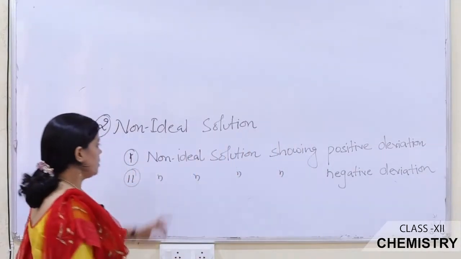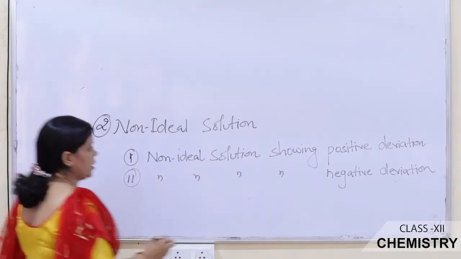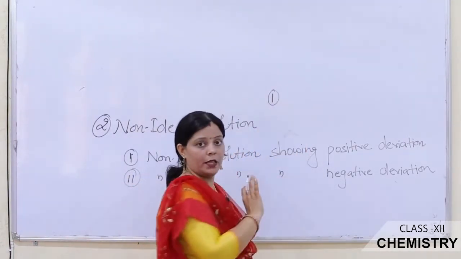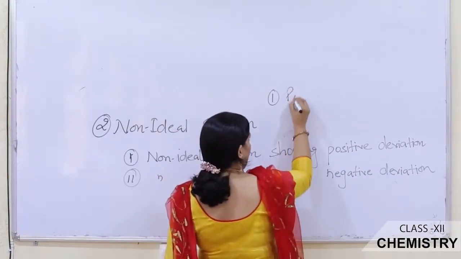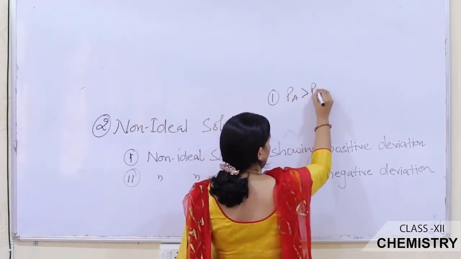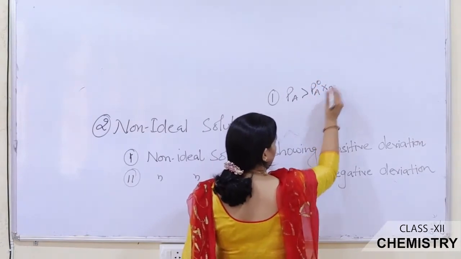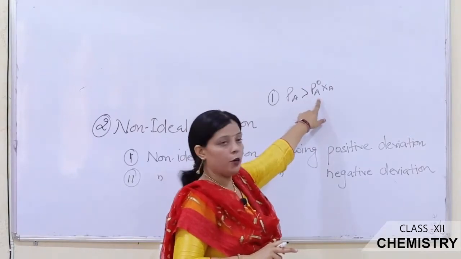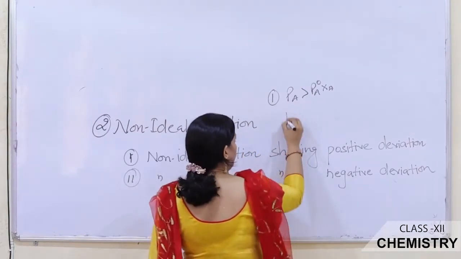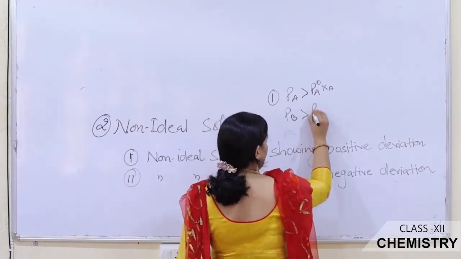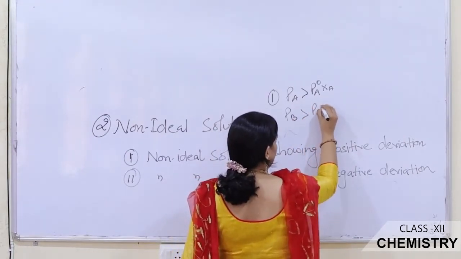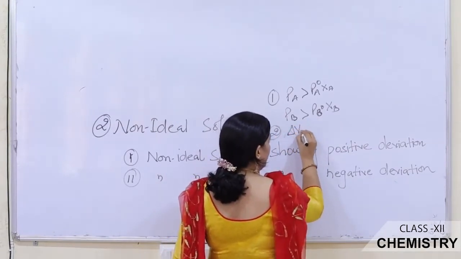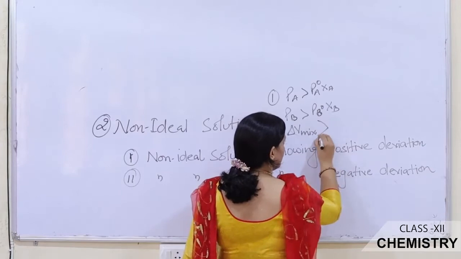The three conditions for a non-ideal solution showing the positive deviation are: first, it does not obey Raoult's law. It means PA is greater than PA naught XA, that is, the vapor pressure is greater than this value, and PB is also greater than PB naught XB. The second condition is delta V mixing is greater than 0.